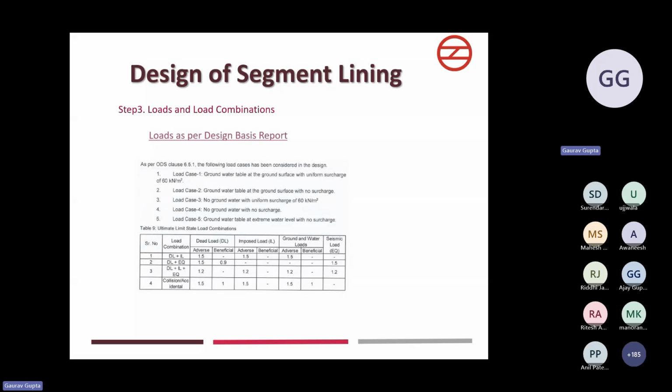So basically, there will be a soil pressure, a surcharge load, and the groundwater table in this. These are the load combinations: DL plus IL, DL plus EQ, DL plus IL plus EQ, collision load, and accidental load.